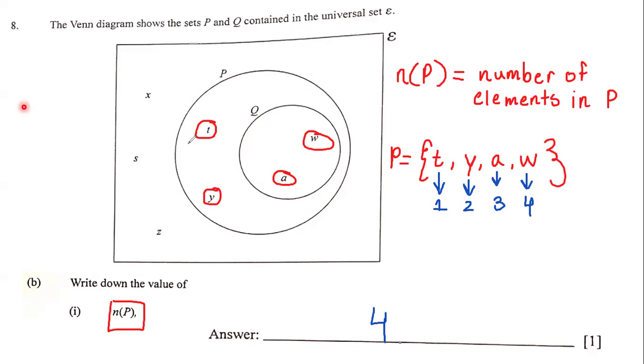Joseph, do you understand this? Where's Joseph? Yes, sir. How do we get 4, Joseph? Class, how did we get 4? Because I don't think Joseph was paying attention. How do we get 4? We count how many elements are in P. Very good. We count how many elements in P, Joseph. So Joseph, how did we get 4?